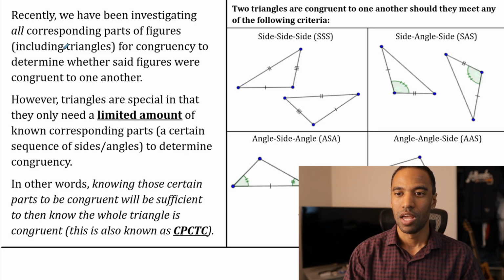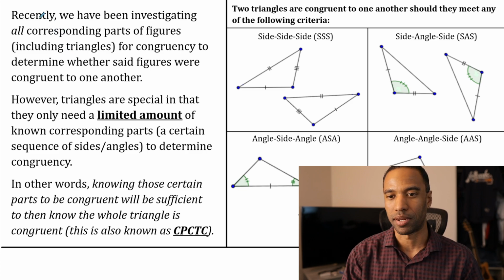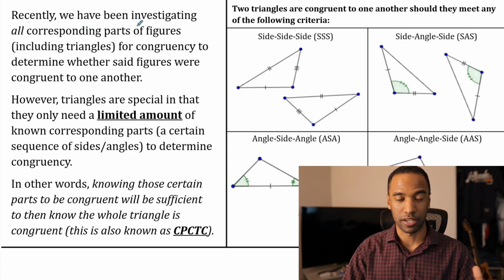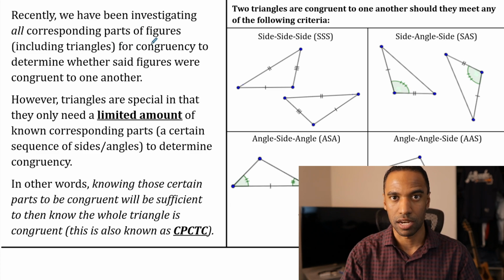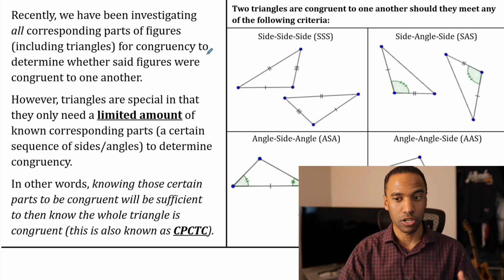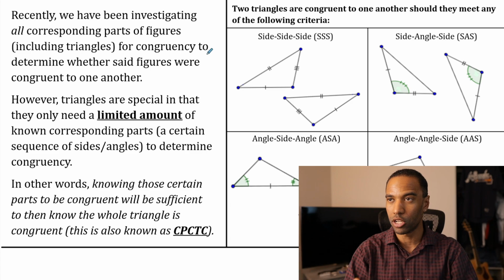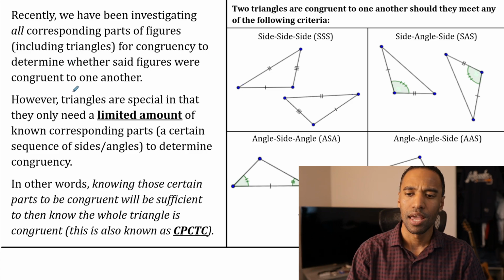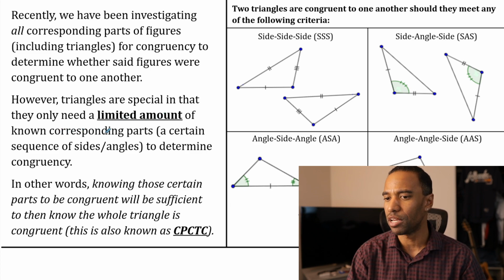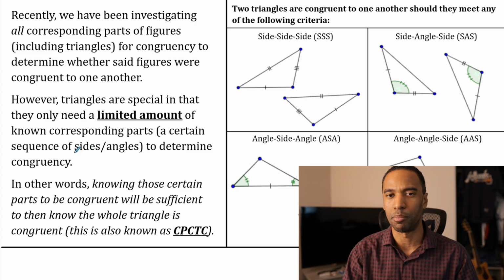Let's go. All right, guys, let me just read this out loud, and then I'll break down what I meant here. Recently, we've been investigating all corresponding parts of figures, including triangles, for congruency to determine whether said figures were congruent to one another. So we looked at all parts, angles, and sides. If all of them are congruent, then the figures are congruent. However, triangles are special in that they only need a limited amount of known corresponding parts, a certain sequence of sides or angles to determine congruency.